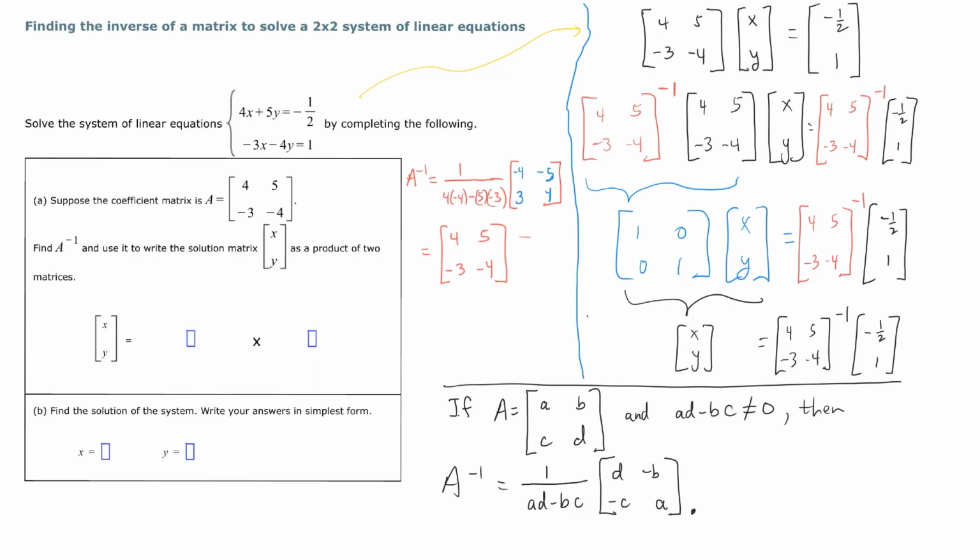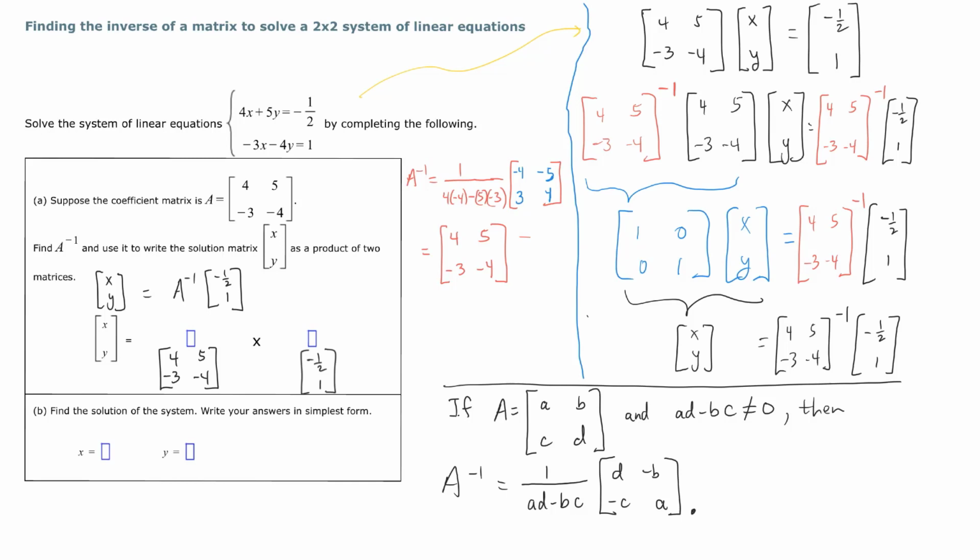Alright, so in this box here, it seems silly, the formula is given like this. xy is equal to the inverse of A times the other matrix, which is negative 1/2, 1. So right here, you're going to write 4, 5, negative 3, negative 4, and then this matrix here has got to be the size 2 by 1. And you could do that to compute x's and y's.